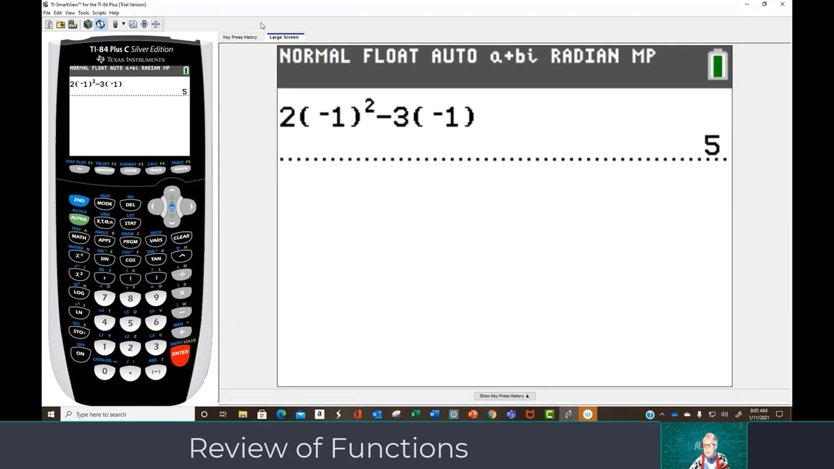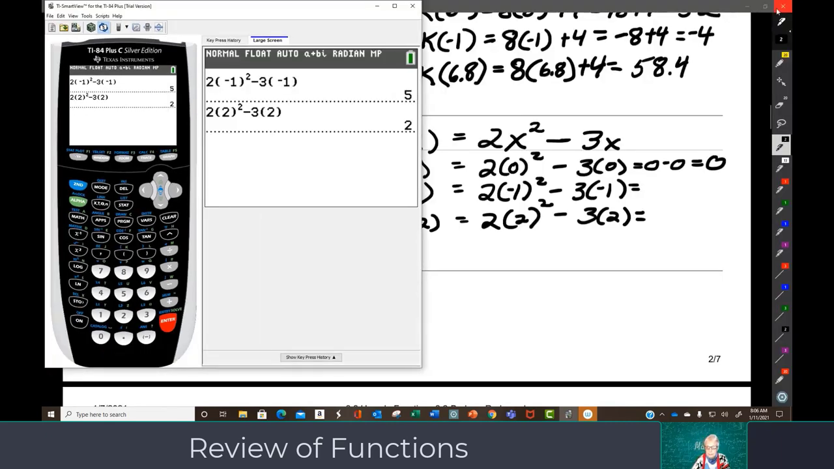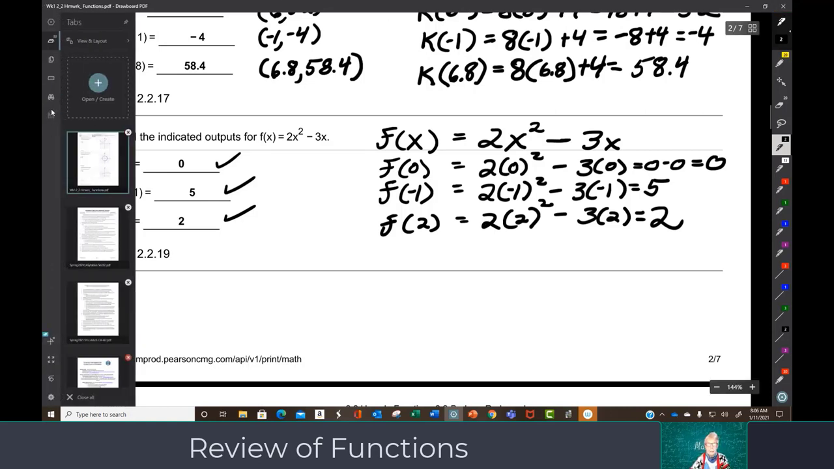Now we're going to do the same thing with the next number, which is 2. So we'll have 2 parentheses 2 close parentheses squared minus 3 parentheses 2. Enter. So my answer should be 5 and 2. Let's take a look. Yay! Okay, 0, 5, 2. Here you go, and I'm going to save this before something horrible can happen.